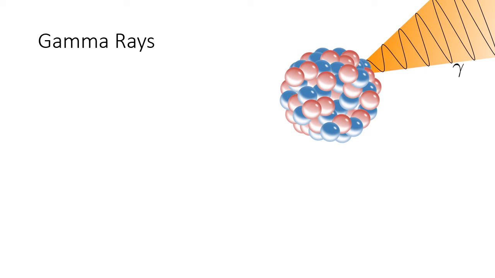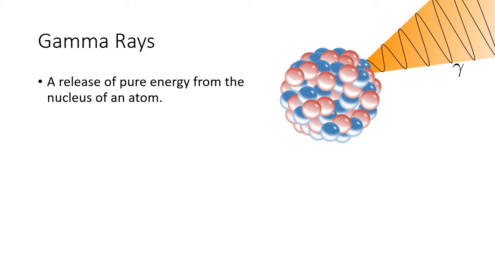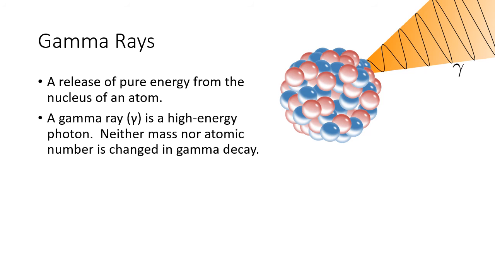Gamma rays are released from nuclei when they're undergoing other radioactive decay, fission, or fusion. They are the release of pure energy from the nucleus. Because they're pure energy, they have no mass. You could think of this sort of like Einstein's E equals mc squared. Because energy is equal to mass times the speed of light squared, because this has so much energy, all of that release is in the form of energy and not in the form of mass. So this doesn't change the makeup of the atom at all. It has the same atomic number, the same mass number.